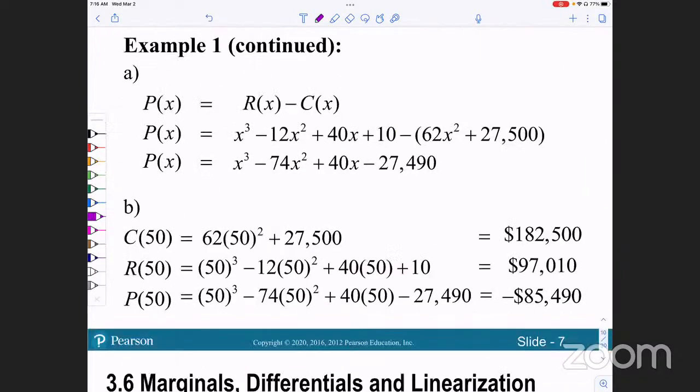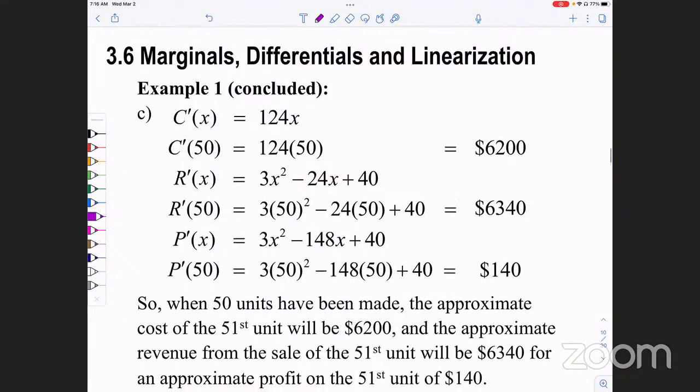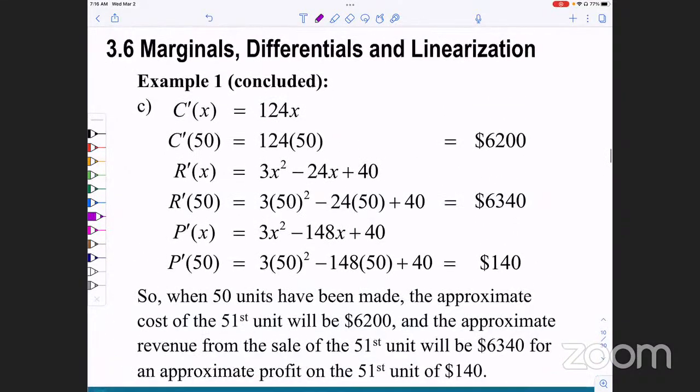E. So when 50 units have been made, the approximate cost of the 51st unit will be $6,200. The approximate revenue from the sale of the 51st unit will be $6,340, and the approximate profit on the 51st unit is $140.